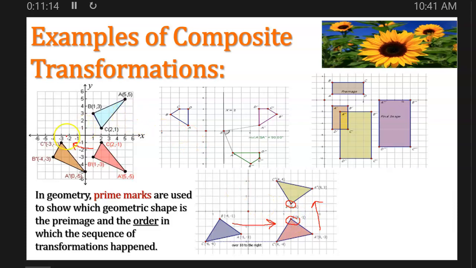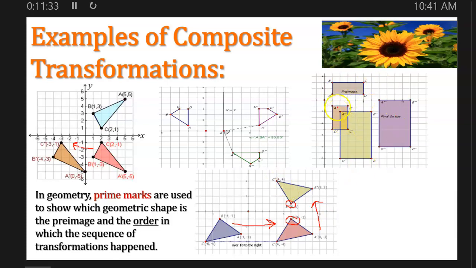Now notice we do have our prime marks on both of these figures where the original pre-image had no prime marks. The first transformation had one prime mark, and then the second transformation has two prime marks, and that's how we can tell which order that they occur in.